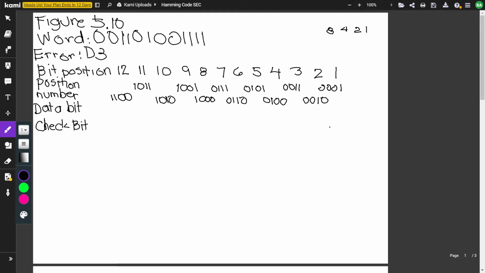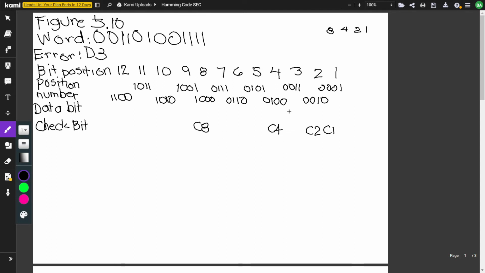We have C1, C2, and then C4, and then we have 8 is C8, so as not to confuse you. And then the remaining values are the data bit values, so those don't have any labels yet.